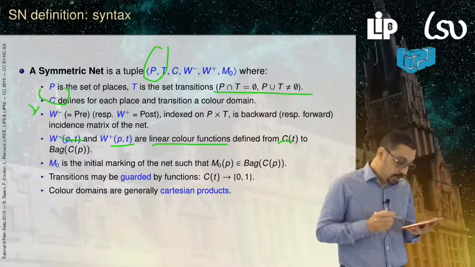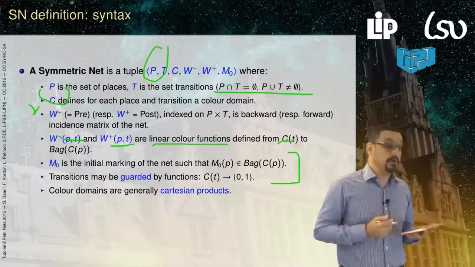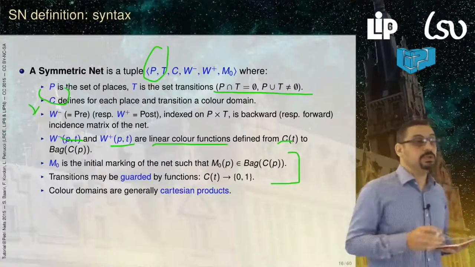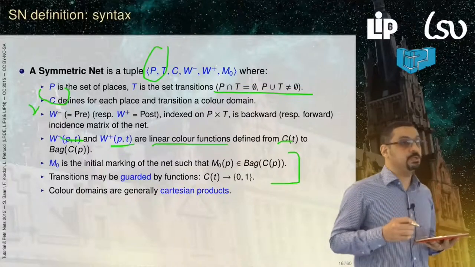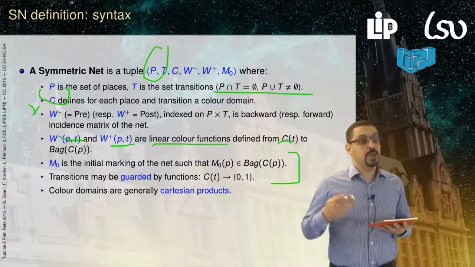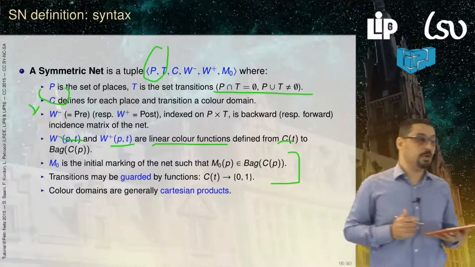Also, we have another point to cite here, which is, of course, the initial marking, which is a simple vector indexed by places, and each entry indexed by p has as its domain Bag of the color domain of p.